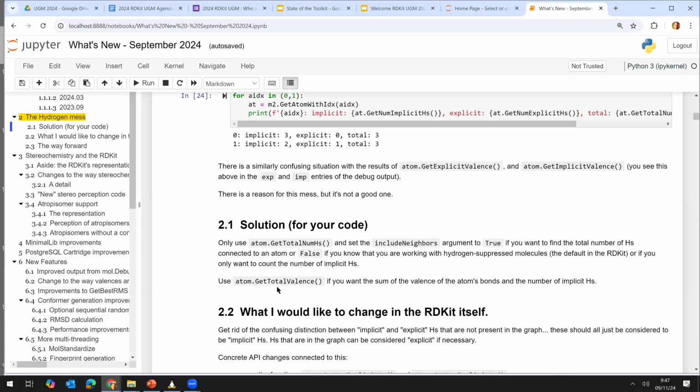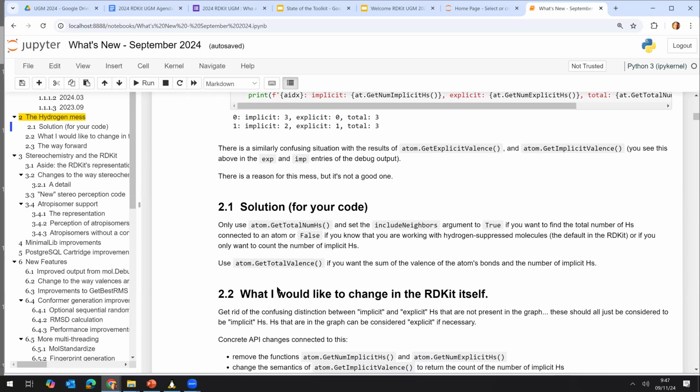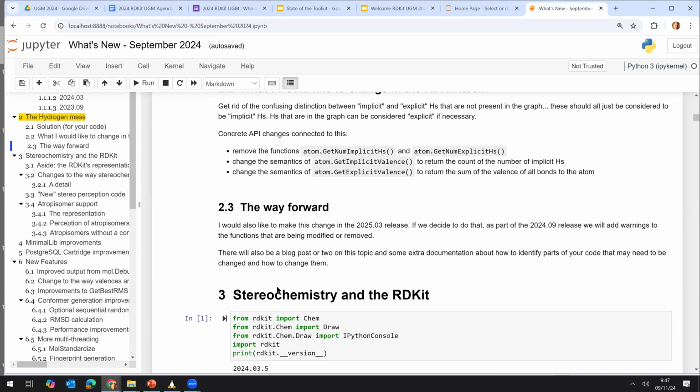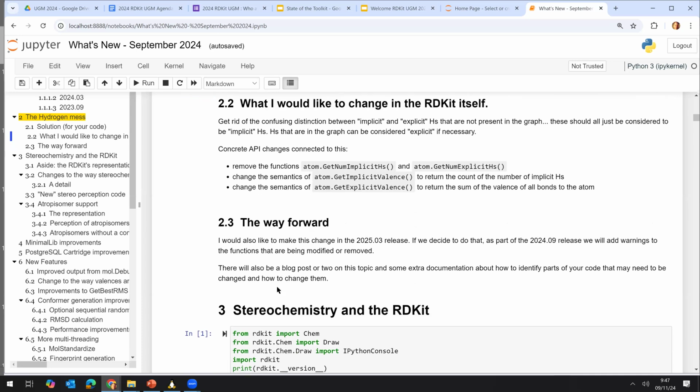Are you aware it's going to break your code when I do that? So I would like to fix this. Concretely, what I would like to change is to get rid of this really confusing distinction between implicit and explicit. If it's not in the graph, it should be implicit, right? So if it's not physically present in a molecule, it should be implicit.